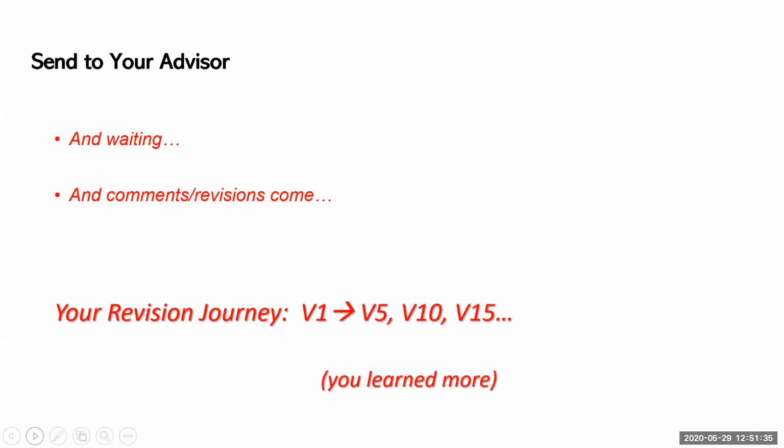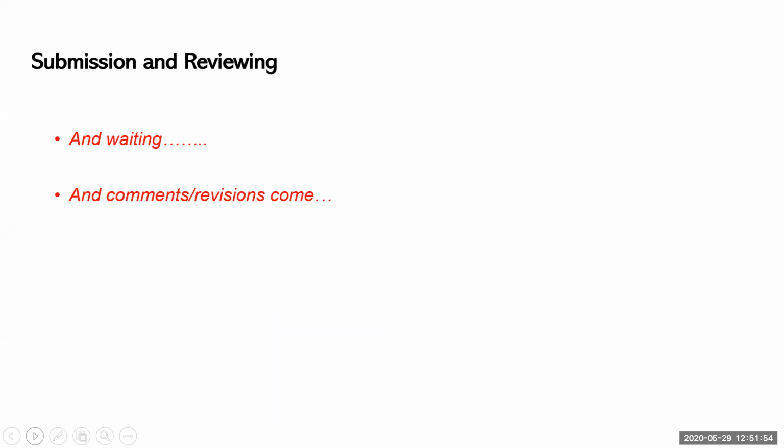Maybe after 10 versions, if you are lucky, your advisor says, yes, we're going to submit it. Sometimes advisors give you the authority to submit, and sometimes your PI will do it for you. It doesn't matter. So the next step is submitting and reviewing, and there's another long waiting process. It can be 3 weeks if you're lucky, it can be 3 months if you are not very lucky, and 4 months if you are very unlucky.